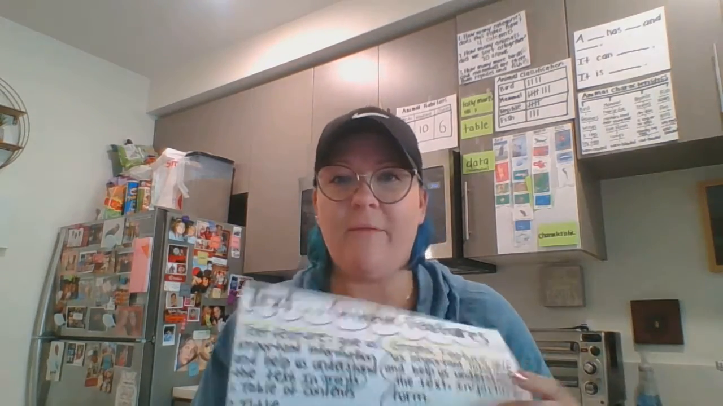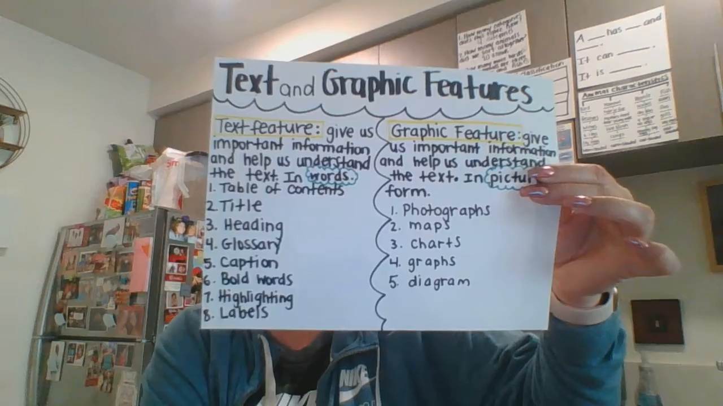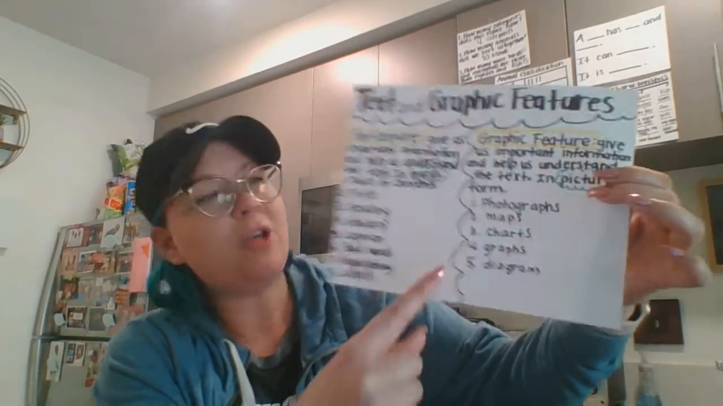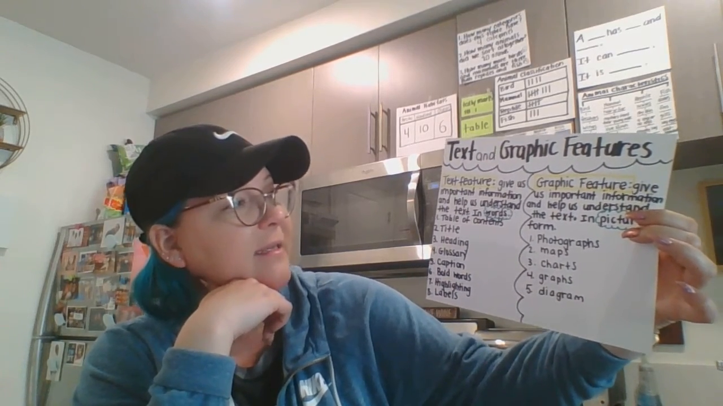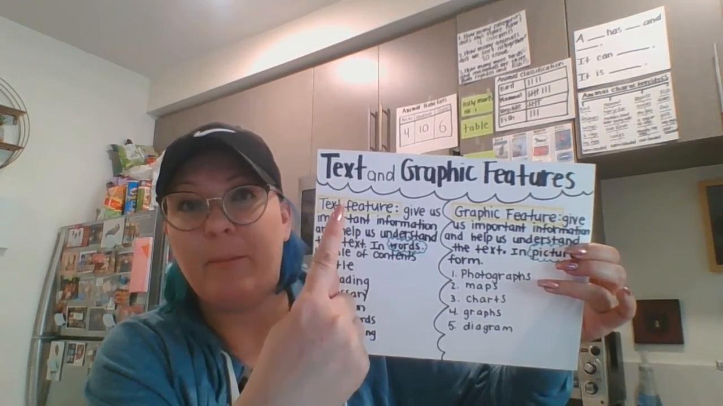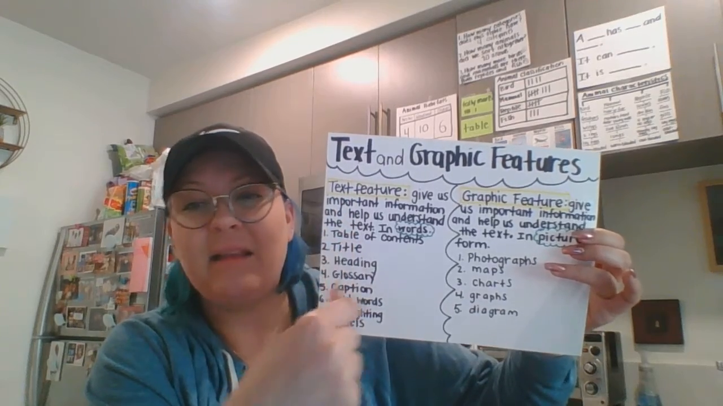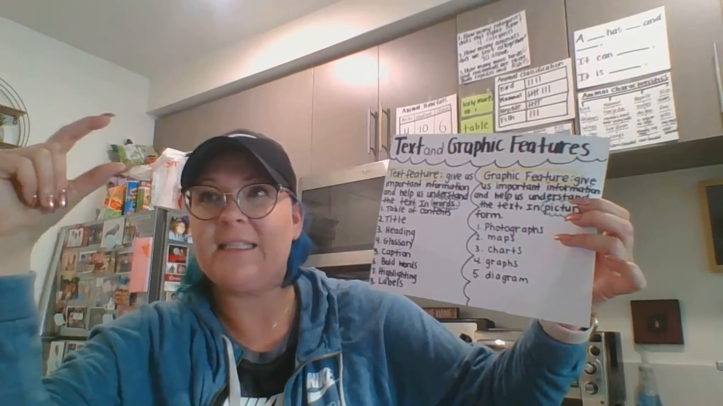So now that we've read the story, I want to talk about the thing I mentioned earlier, which was called text and graphic features. Now, I know it's a lot, and I don't have a ton of examples to show you. However, I have things written down. For text features, it says that it gives us important information and helps us understand the text. This is mostly in words. Text is like another name for a book or words. Text is anything that's written. So such as the title. The title helps us. Headings. We definitely know what headings are. Those are the big headings at the front that tell us what we're going to read about.